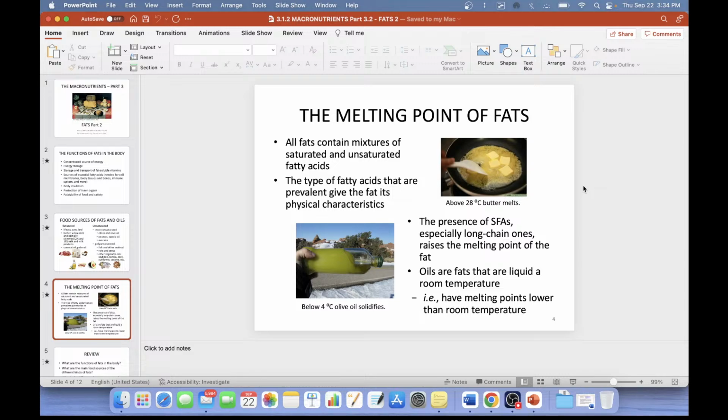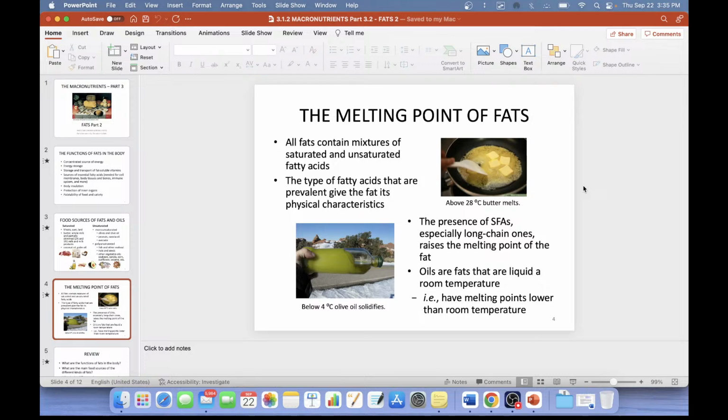Why is it so? Because the presence of saturated fatty acids, especially the long chain ones, raises the melting point of the fat. You'll remember when we talked about the phases or states of matter, we defined the phase transitions and the various points at which different substances transition from one stage to the other. The melting point is the temperature at which, at normal atmospheric pressure, a substance passes from the solid to the liquid form, and vice versa.